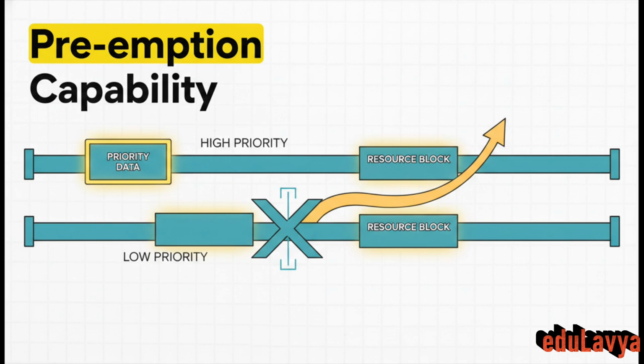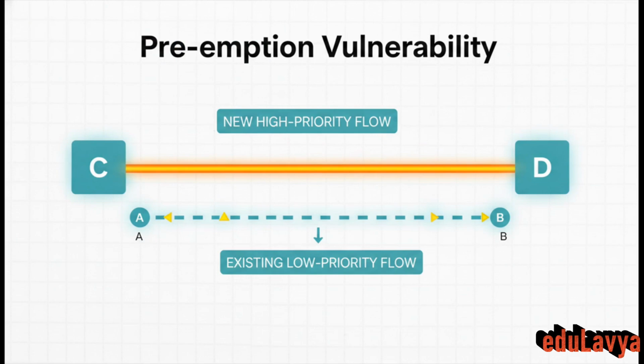Going back to our ER triage metaphor, this tells us whether the network is authorized to pull a less critical patient out of their bed to make room for a new high-priority emergency. If a flow has this capability turned on, it can forcibly grab resources that were already handed out to lower priority flows. And the third parameter is preemption vulnerability. This one asks the opposite question: can this active flow lose the resources it currently has?